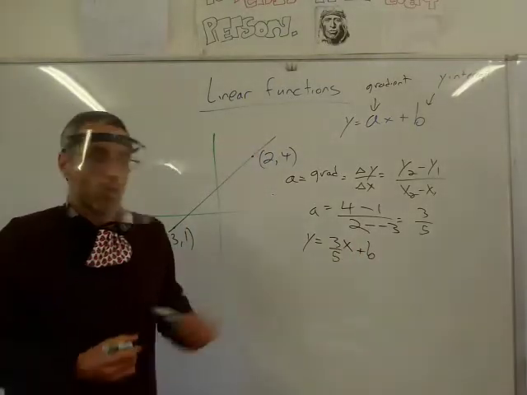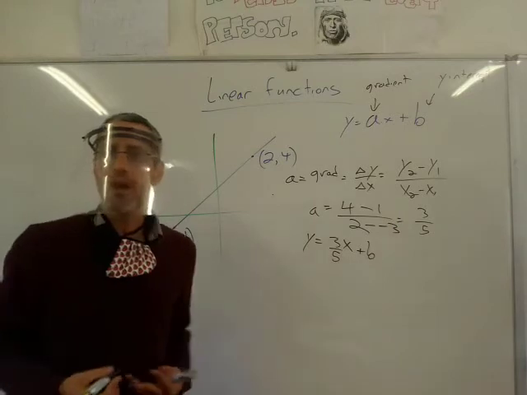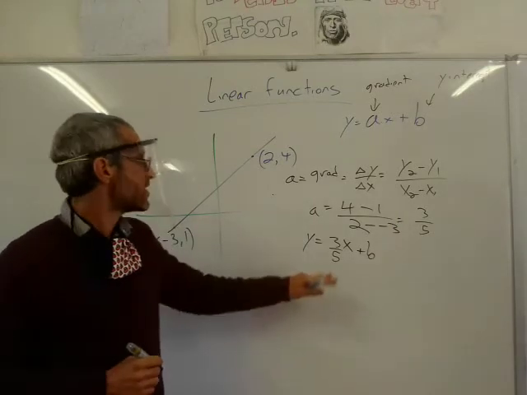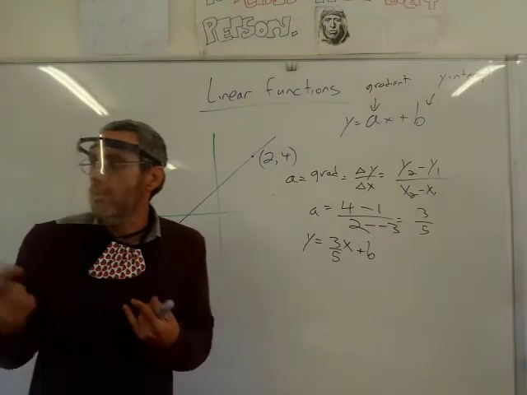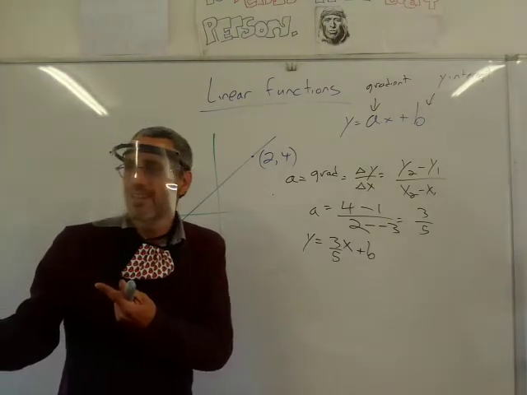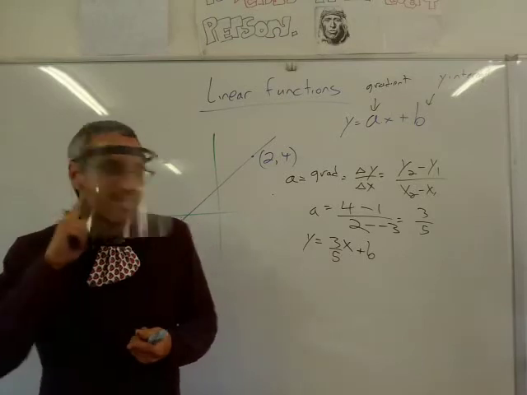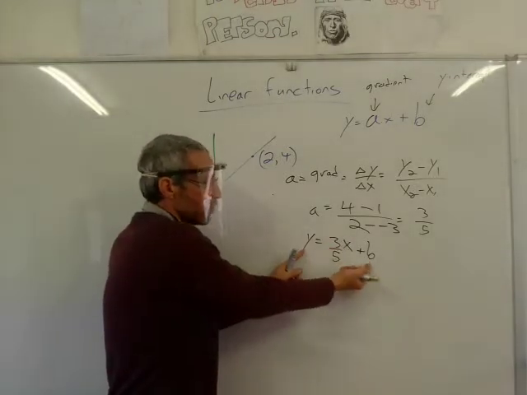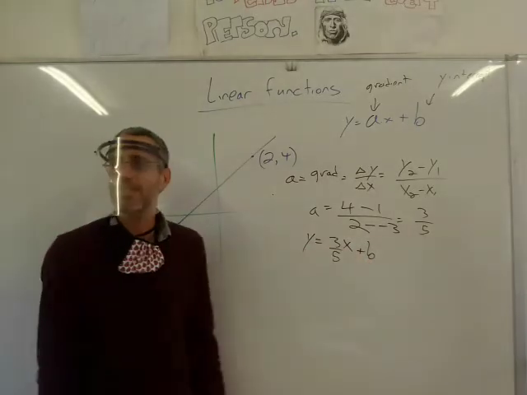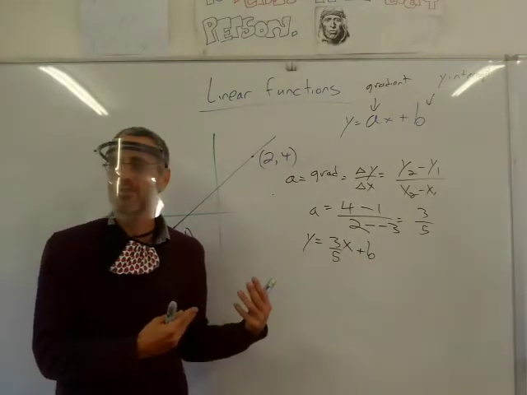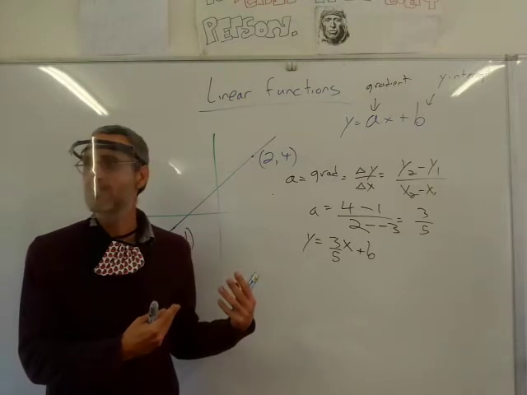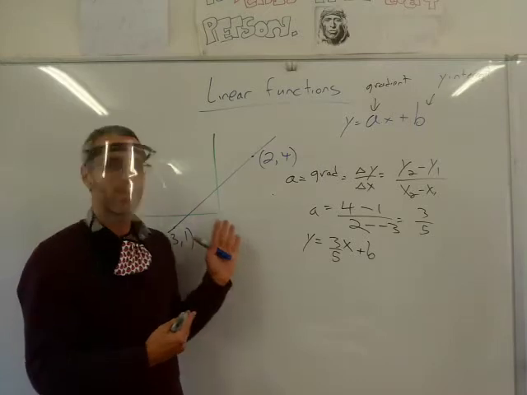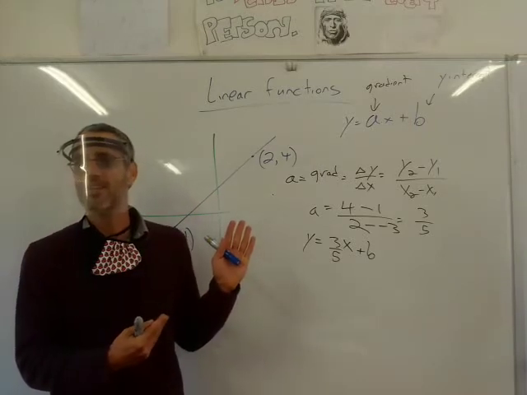So I found a. How would I find b? I'm still missing b. What's the y-intercept? You might say, just solve it. But as it is, I've got x and y, and I can't solve for b. I need to substitute something in for x and y. What should I substitute? I don't have 0 anywhere.